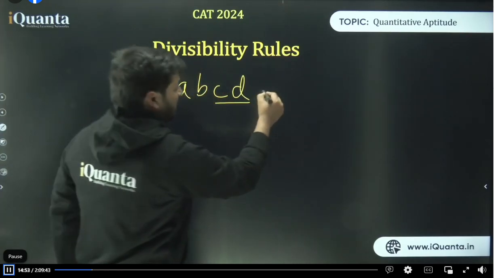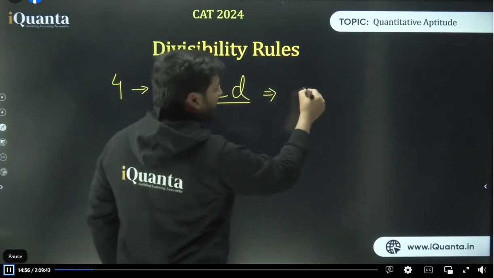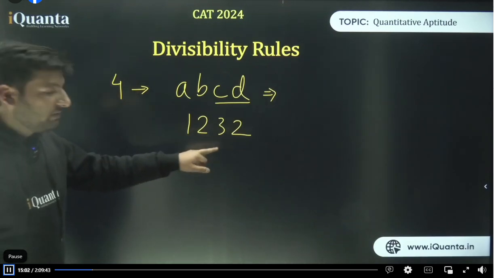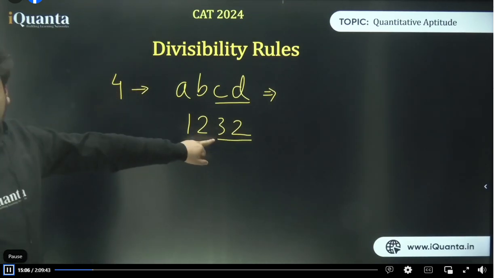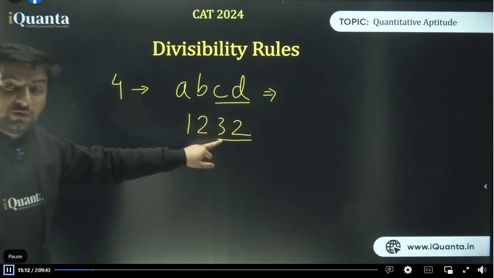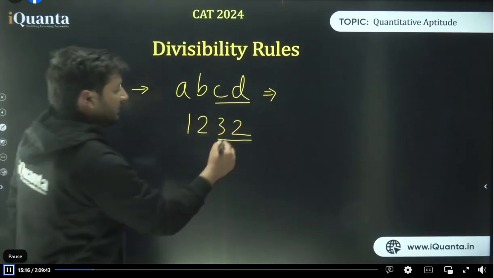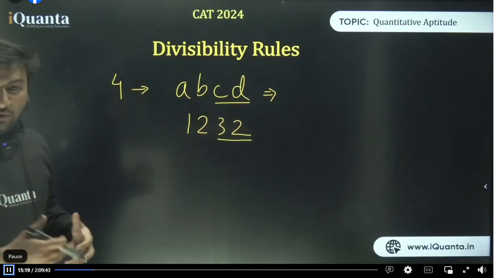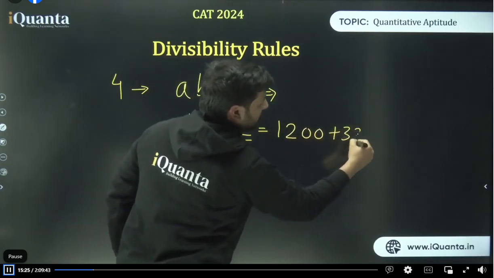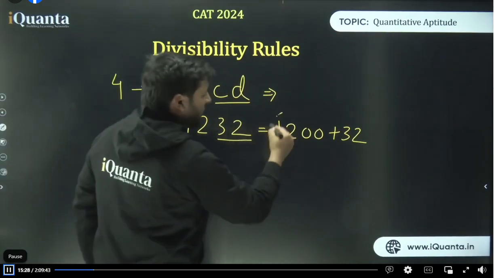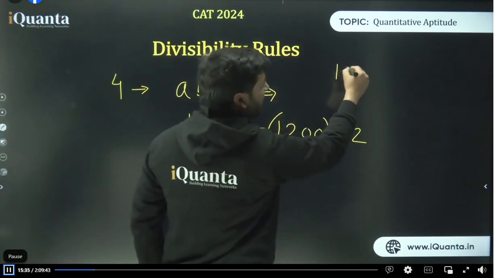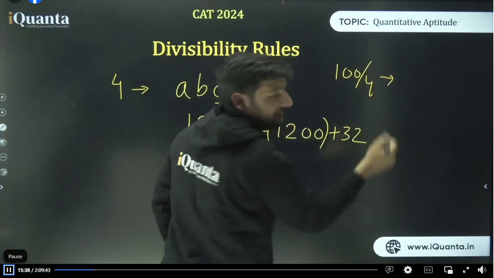Why? Because A, B, C, D can also be written as, suppose I take a number instead, 1, 2, 3, 2. I am checking divisibility of this number by 4. Then I will directly check whether 32, the last 2 digits, is divisible by 4 or not. Yes, it is divisible by 4, because when you divide 32 by 4, you get remainder 0, right? So how did I come to that? 1, 2, 3, 2 can also be written as 1, 2, 0, 0 plus 32. Yes or no? This part 1, 2, 0, 0 has 2 zeros in the end. 2 zeros means multiple of 100, and you all know that 100 when divided by 4 is divisible by 4, right?